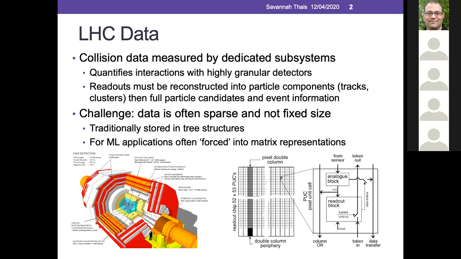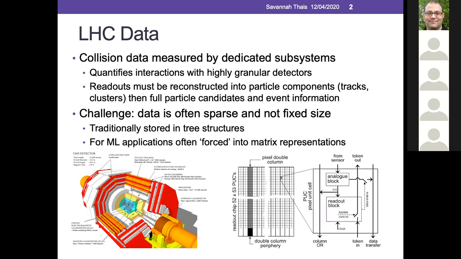Just to frame the problem, LHC data is measured by dedicated subsystems in our detector that basically try to quantify interactions of particles with these highly granular systems. So we get these really granular readouts that then have to be reconstructed into particle components, things like tracks or clusters, and then full particle candidates that we eventually use for the physics analysis, like precision measurements and new physics searches.